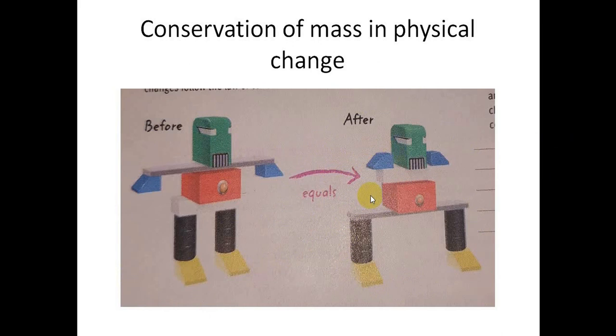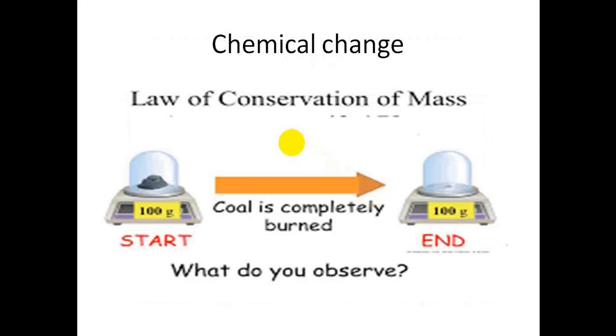Let's see also the chemical change. In chemical change, we have this piece of coal. Before we burn it, the mass of it is 100 gram. After burning, we have the same mass. Someone will ask, how, miss, will we have the same mass, because the coal will change to ash and carbon dioxide gas? Inside this container, we still have the gas and the ash. So both of them together have the same mass as the coal before burning.